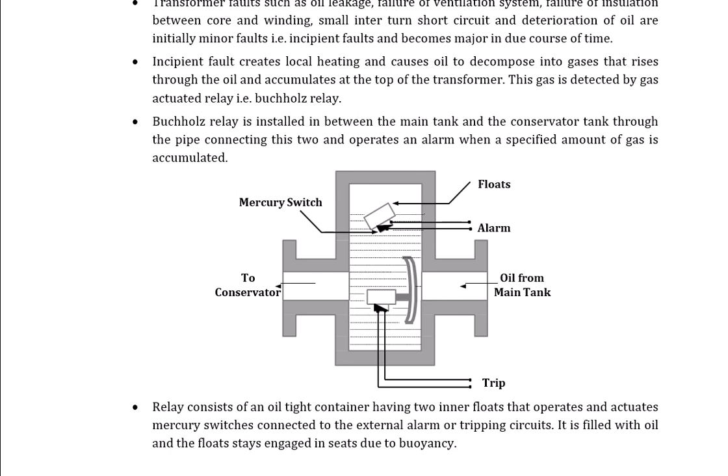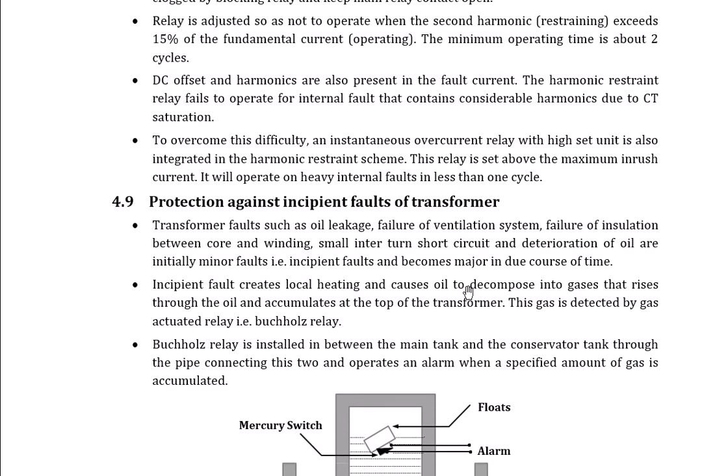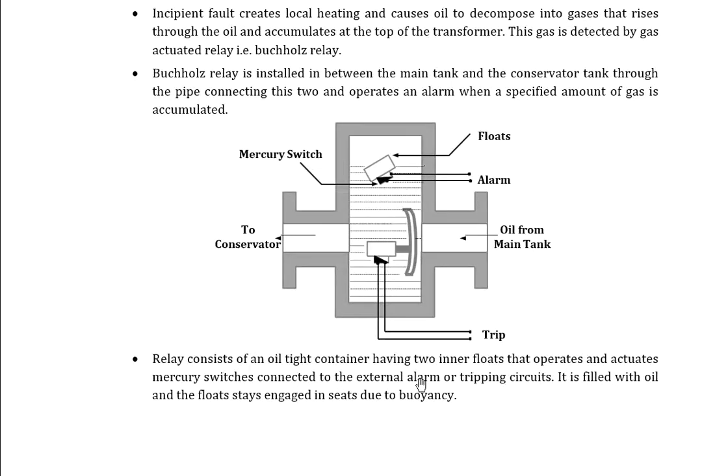Okay, so the relay consists of an oil tight container having two inner floats that operate and actuate the mercury switches connected to the external alarm or tripping circuit. It is filled with oil, and the floats stay engaged in their seats due to buoyancy. Okay, so this is how we achieve the protection against the incipient fault.